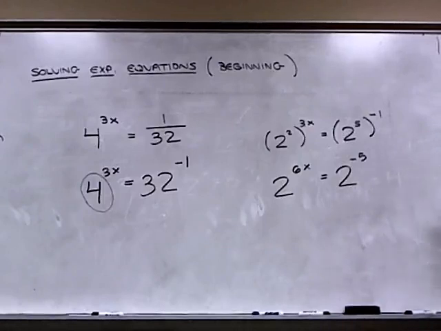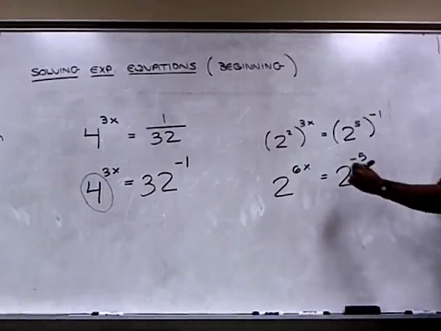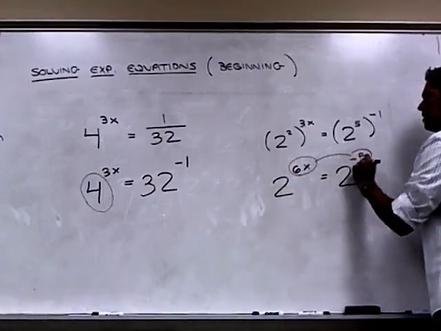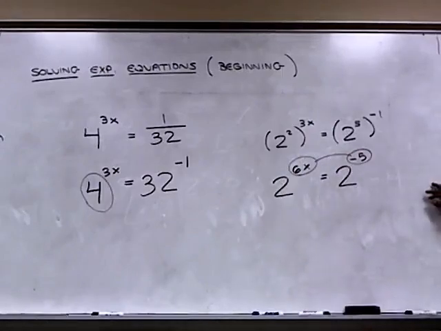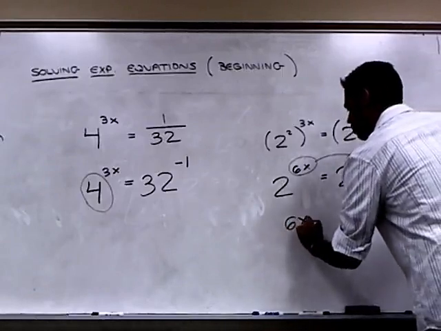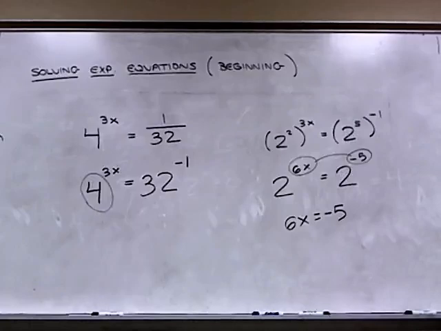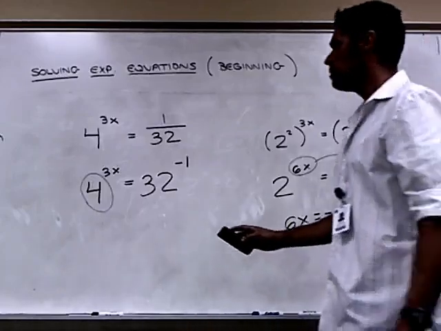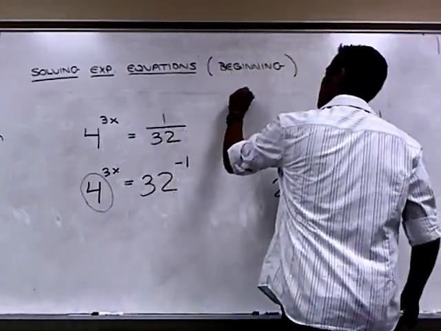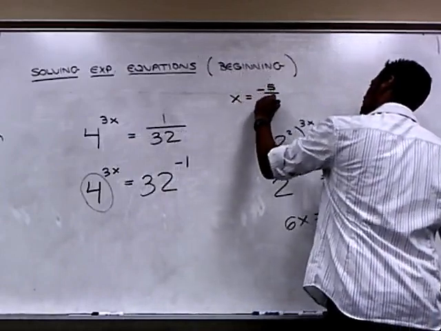And now don't we have the same base? Doesn't that mean that the exponents have to be equal for these to be equal? That means that 6x must equal -5, which means that x had to be what? -5/6. So x had to be -5/6.